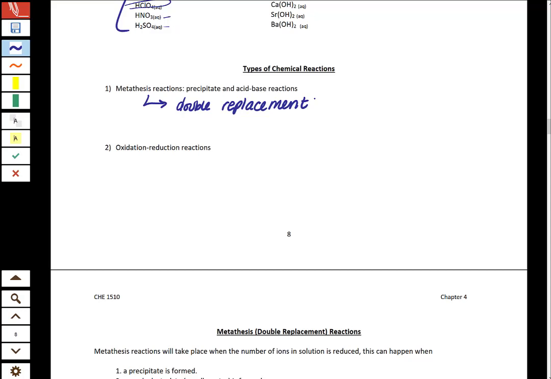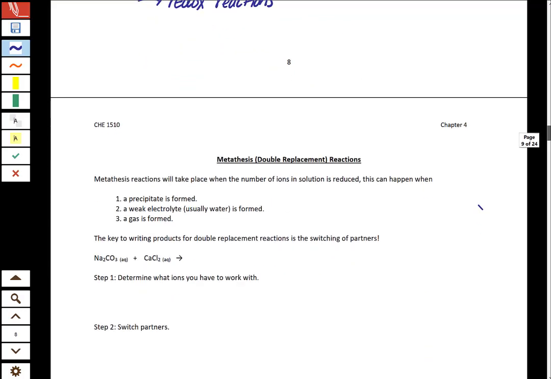Inside metathesis reactions, you can have precipitate reactions, acid-base, which is also called neutralization, and technically you can have one more that we call gas-forming reactions. Then we're going to save oxidation-reduction reactions in more detail for later, but if you've taken chemistry before, you have probably seen these called redox reactions. Again, we're going to come back to that one later. Let's focus right now on metathesis reactions.